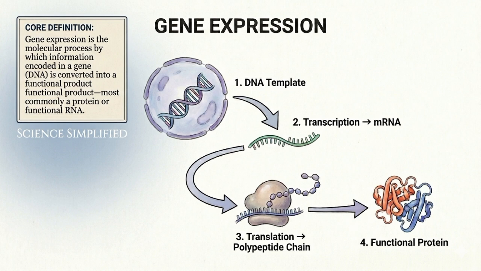So to summarize, your DNA holds the plan. Transcription copies the plan into mRNA. Translation builds the parts at the ribosome. And finally, you get a functional protein that keeps you alive and healthy. It is a truly elegant system.